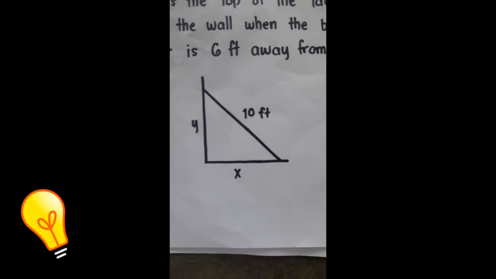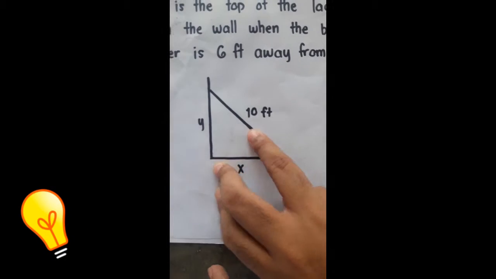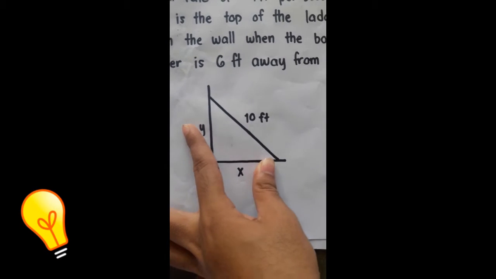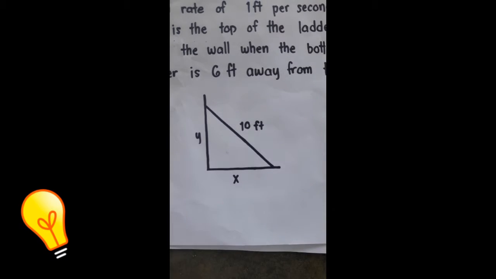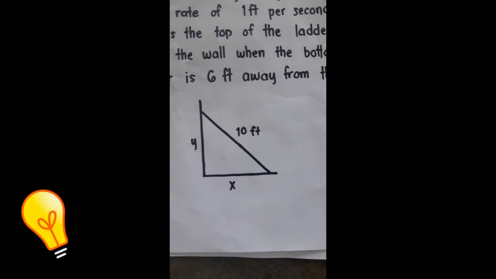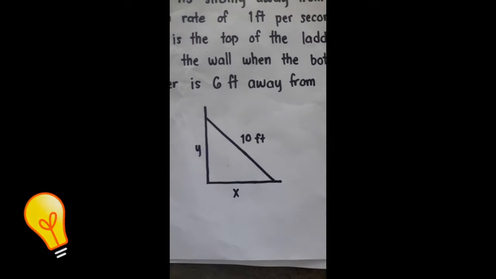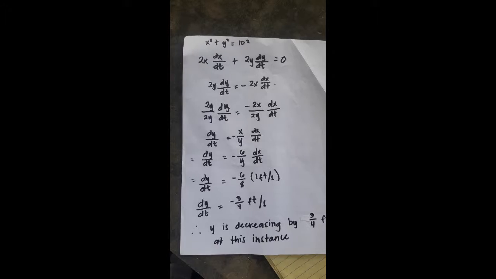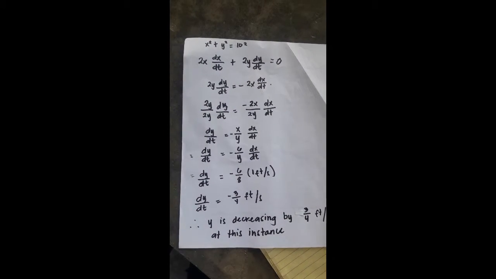Looking at the diagram, we have a ladder with a constant length of 10 feet, and these values are the variables x and y as they both change over time. So that makes a right triangle with a known hypotenuse and the two legs unknown. We can relate these variables by the Pythagorean theorem. So we have now x squared plus y squared equals 10 squared.